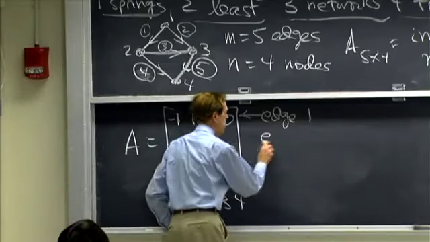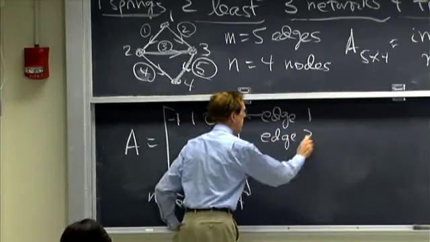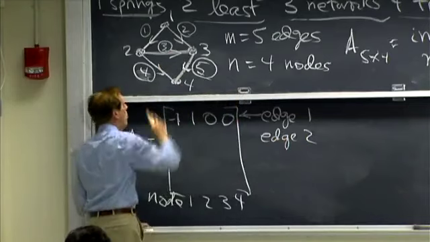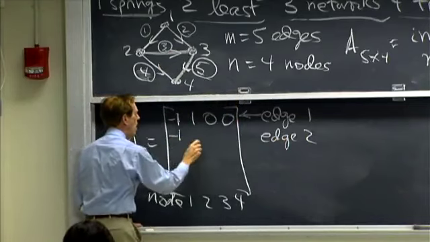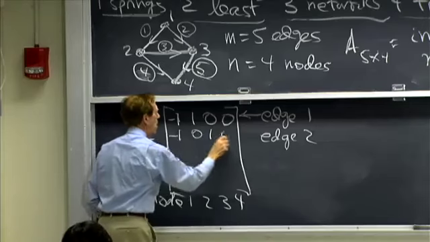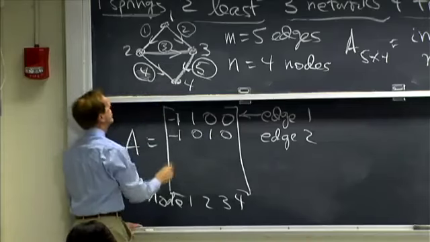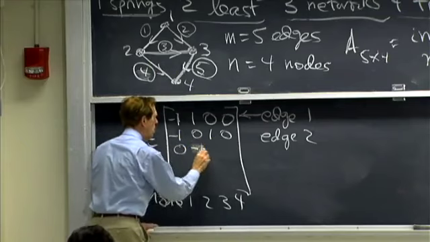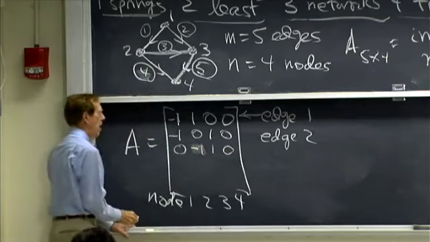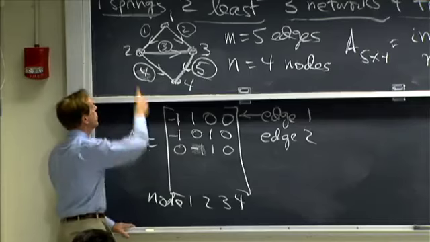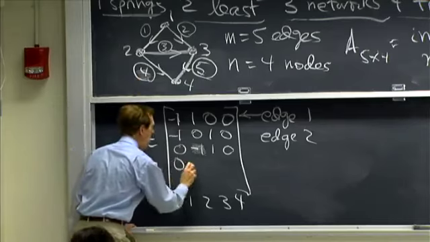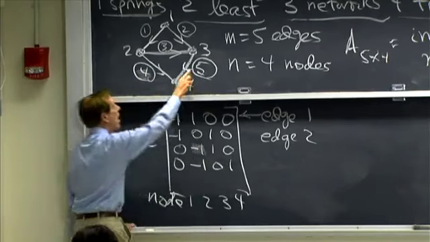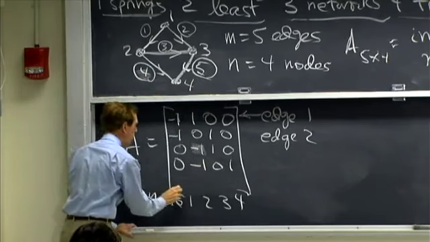Let me do edge 2, and then you'll be able to fill in the rest. So edge 2 goes from 1 to 3, minus 1 and a 1. Edge 3 goes from 2 to 3. I'll just keep going. Minus 1 and a 1. Edge 4 goes from 2 to 4. And edge 5 goes from 3 to 4.